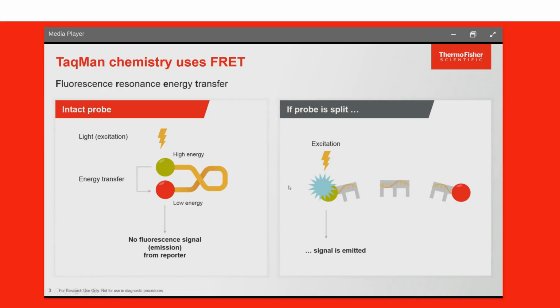If at any point the probe is split or cleaved, as is shown in the image here on the right, when the light from the excitation source in your real-time PCR instrument strikes the reporter dye, it can no longer participate in FRET. It can no longer transfer that energy to the quencher molecule, so a fluorescent signal will be emitted.